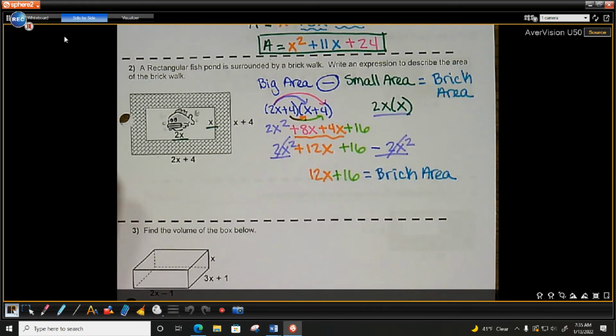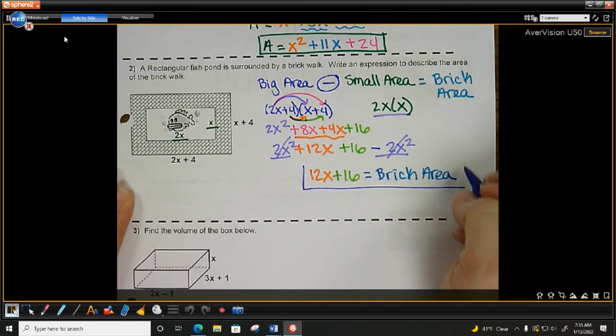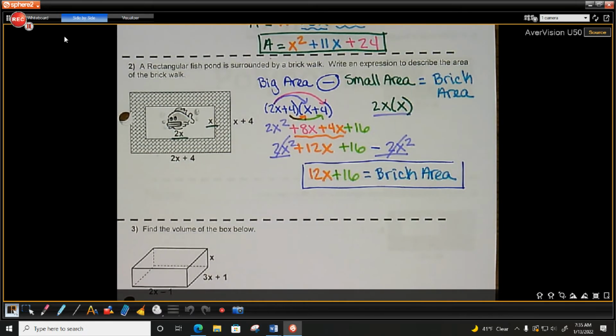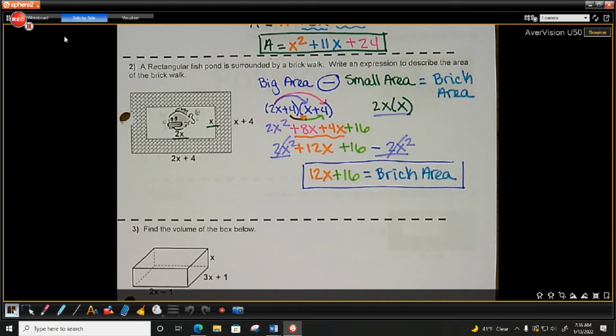So that one was a lot of steps, guys. We had to find 2 different areas and subtract them. So that was like a 3-parter. Are we good with that? Yep. Okay. Next, find volume.